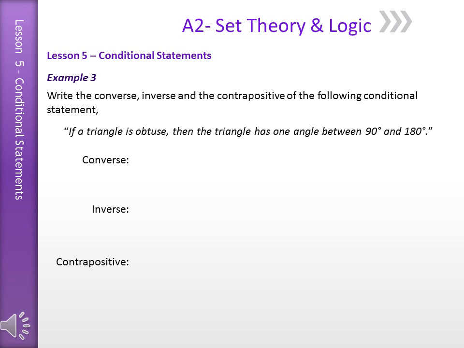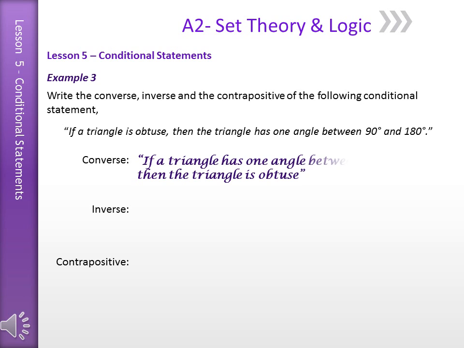Remember, the converse is to switch the hypothesis and the conclusion. So it would be, if a triangle has one angle between 90 degrees and 180 degrees, then the triangle is obtuse.